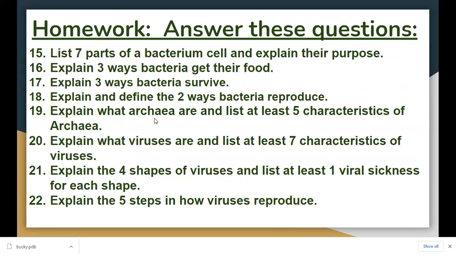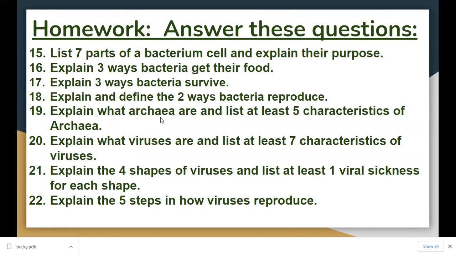List 7 parts of a bacterium cell and explain their purpose. That was that diagram. List 3 ways bacteria get their food. Explain 3 ways bacteria survive. Explain and define the 2 ways bacteria reproduce.